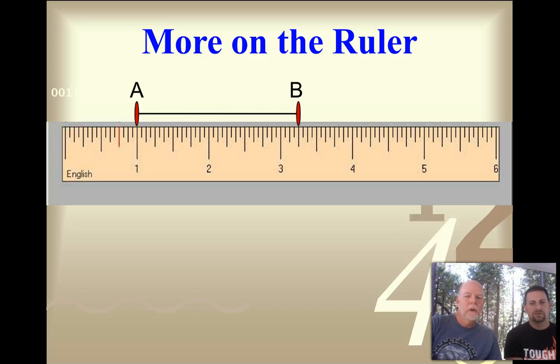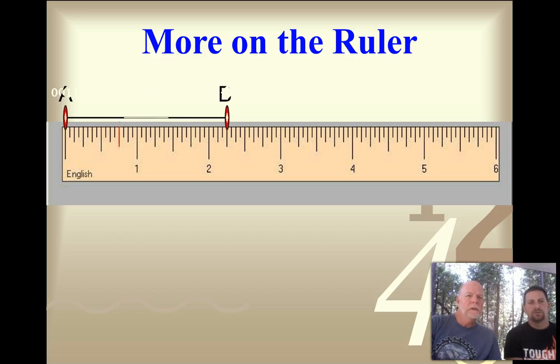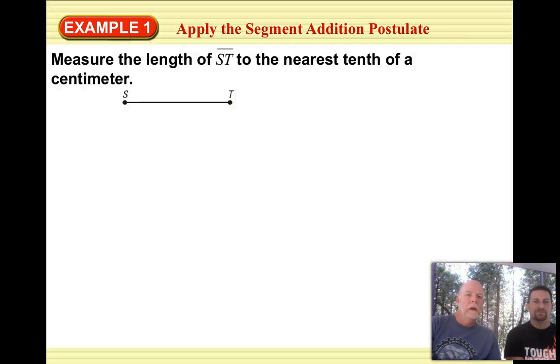I think they're just going to move it around here. That is the same thing as this, and those would be congruent. It's just slid down. It's just the same thing. So we're talking about using a ruler to measure. To measure this length, it says to measure the length of segment ST to the nearest tenth of a centimeter.